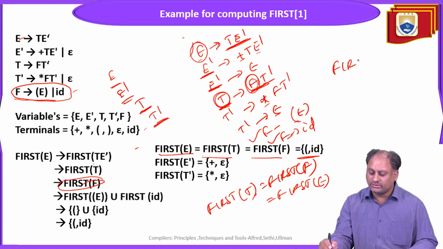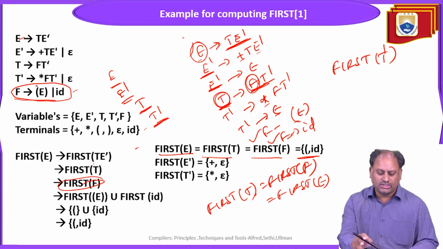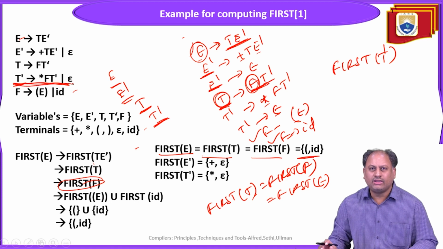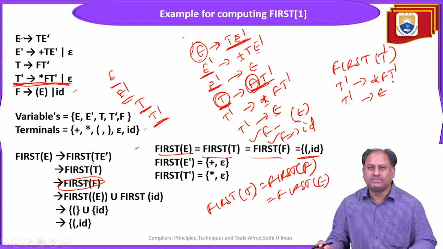First of T dash to be calculated. What is the non-terminal that appears on the left hand side of the given production? Here T dash appears and nothing else does. So that's why we can consider only this production for T dash. What is T dash equal to? T dash derives star F T dash, and one more T dash derives epsilon. So these are the two productions available for the computation.